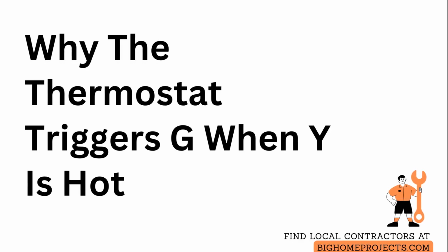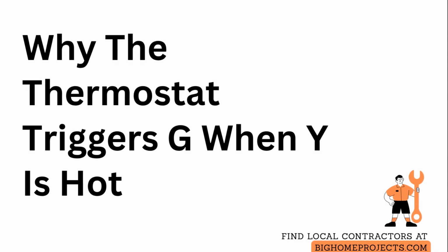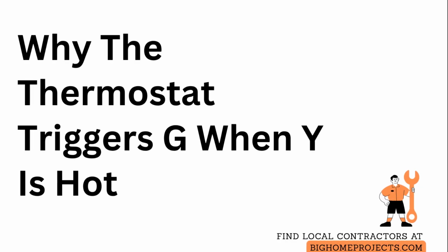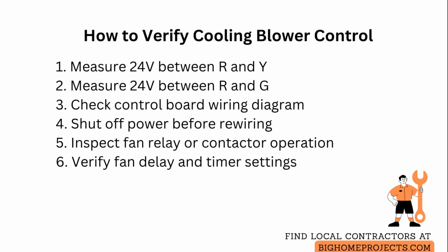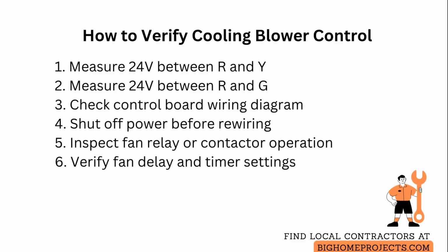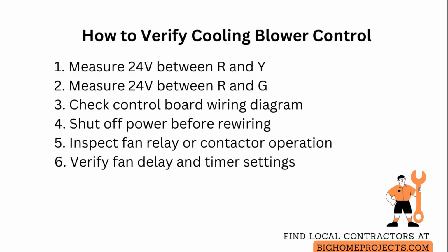When the thermostat calls for cooling, it sends a signal that tells the control board to power the blower so cool air moves through the ducts. A typical control board uses a simple logic path. When 24-volt power appears at the cooling call terminal labeled Y, the board senses that input and completes a circuit to the fan relay or to the G terminal output so the blower motor receives power.